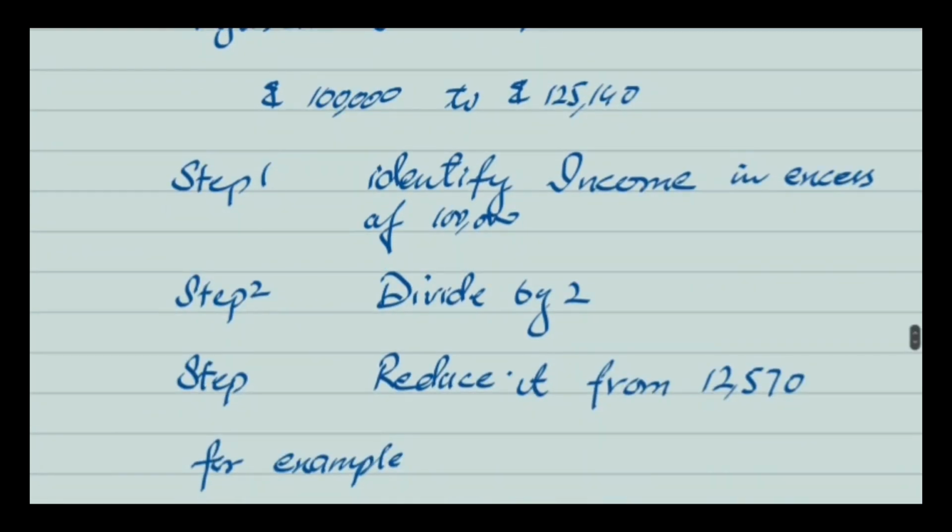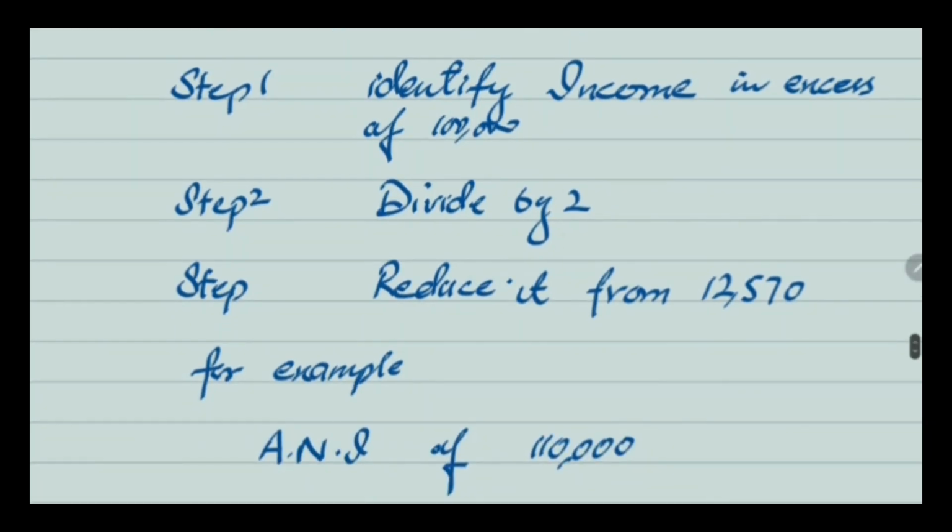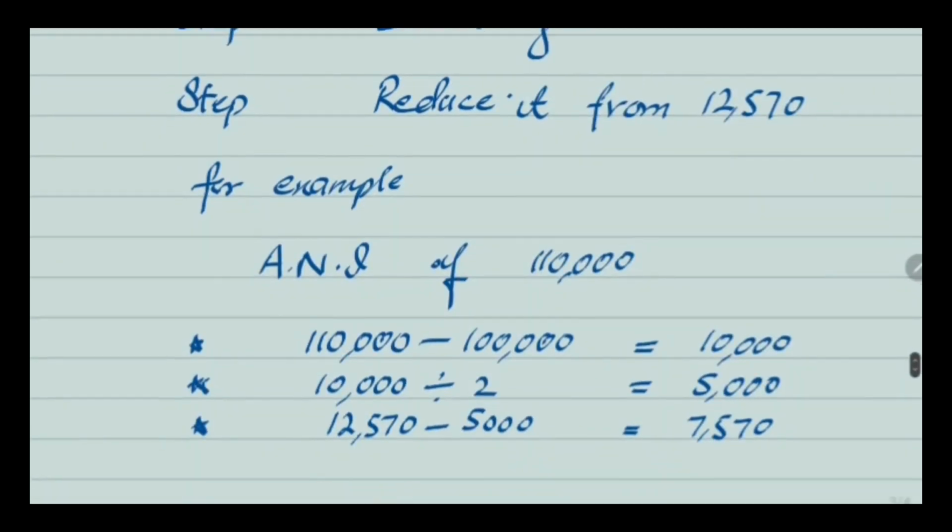So remember that if your adjusted net income is between 1 lakh and 1,25,140, you need to adjust your personal allowance, and this adjustment works as follows. First, identify the income in excess of 1 lakh, then divide it by 2, and then reduce it from 12,570.